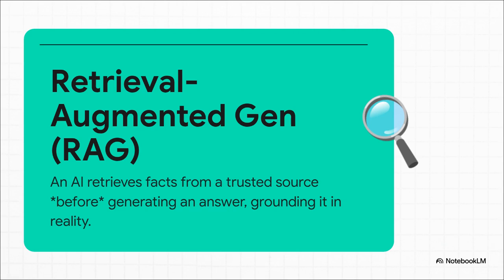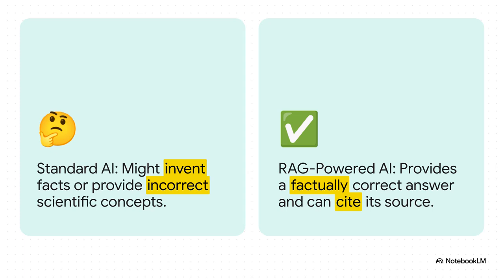See, instead of just pulling an answer from its own gigantic, sometimes jumbled memory, the AI has to go look up the facts first. It has to check a trusted source like the actual class textbook or a verified database before it's allowed to generate an answer. This one step grounds the entire process in reality. And let me tell you, the difference this makes is like night and day.